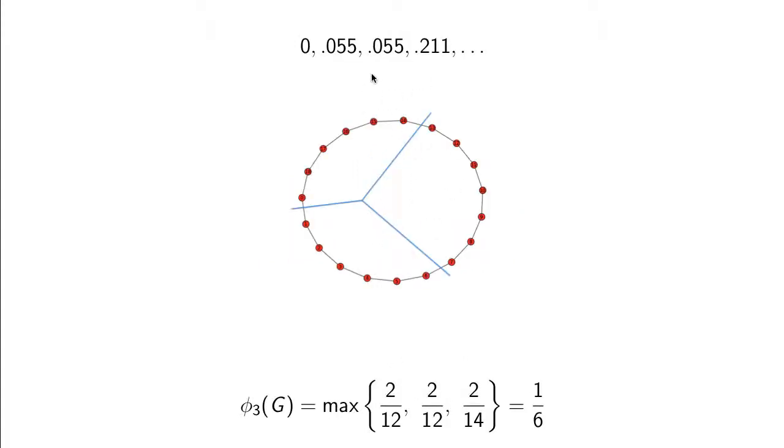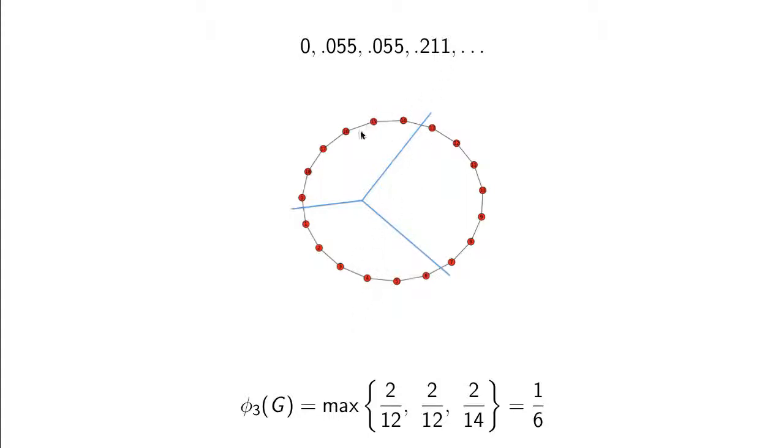Now this is a graph where not only the second smallest eigenvalue, but also the third smallest eigenvalue are very small. They're about 1 over 20. And this graph has a cut of small expansion, just divide the cycle into two equal size parts.